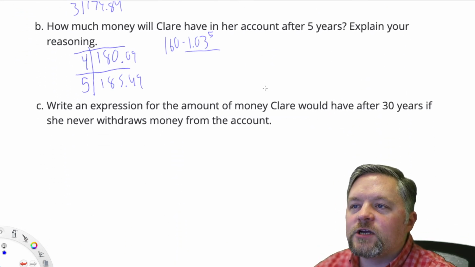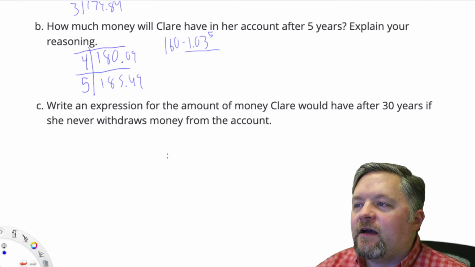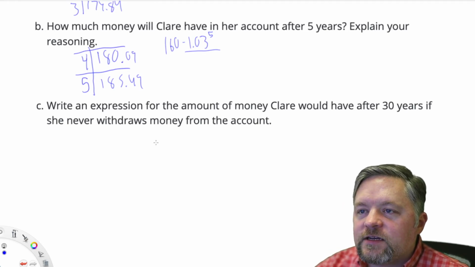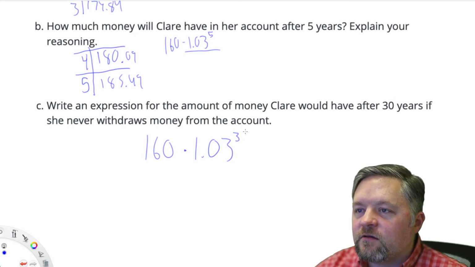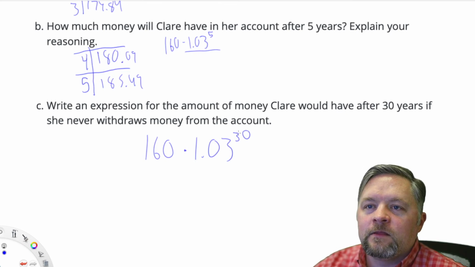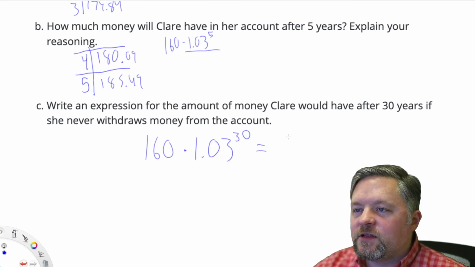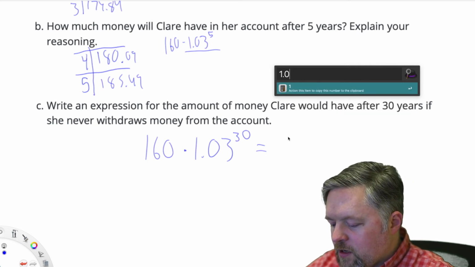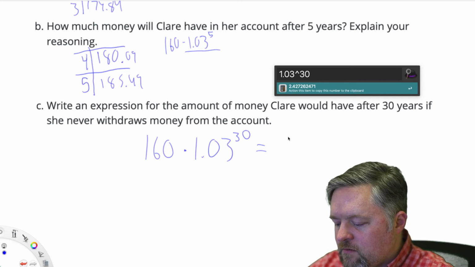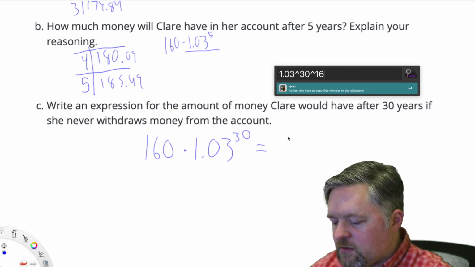Write an expression for the amount of money Claire would have after 30 years if she never withdraws any money. Well, she had $160 times 1.03 to the power of, how many times are we doing it? 30. This just says write an expression, but let's actually calculate what that is. 1.03 to the power of 30 times 160.